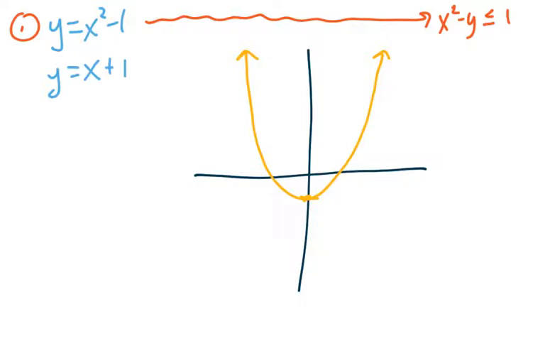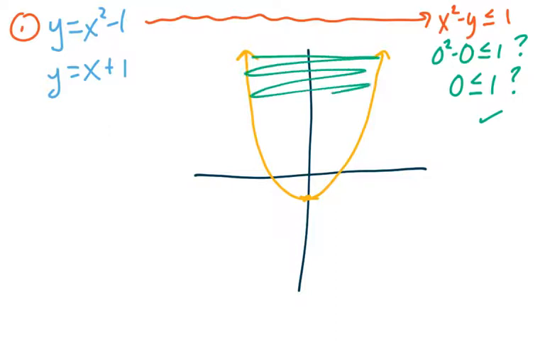All right, let's plug in 0, 0, folks. Is 0 squared minus 0 less than or equal to 1? So 0 squared is just 0, minus 0, there's another 0. All right. Is 0, think about it, really less than or equal to 1? And it is. So I'm going to shade the part that has 0, 0, which is inside the mouth. So it looks a little bit like this.